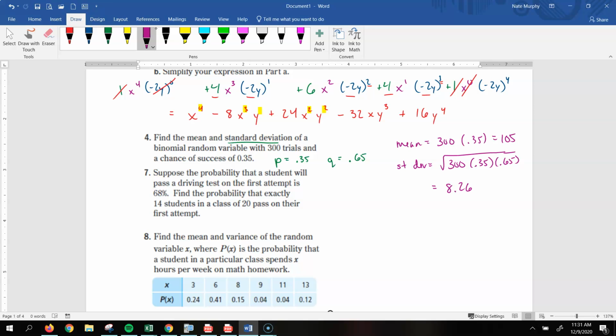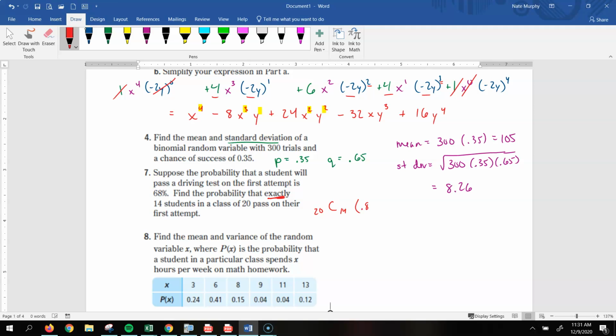So look at number 7. Number 7 says, suppose the probability that a student will pass a driver's test on the first attempt is 68%. Find the probability that exactly 14 students in a class of 20 pass on their first attempt. All right, so the key word there is exactly. Okay, so we're only going to do one value here, so we'd have just 20 students in the class, and we want to find the probability that exactly 14 of those students pass.